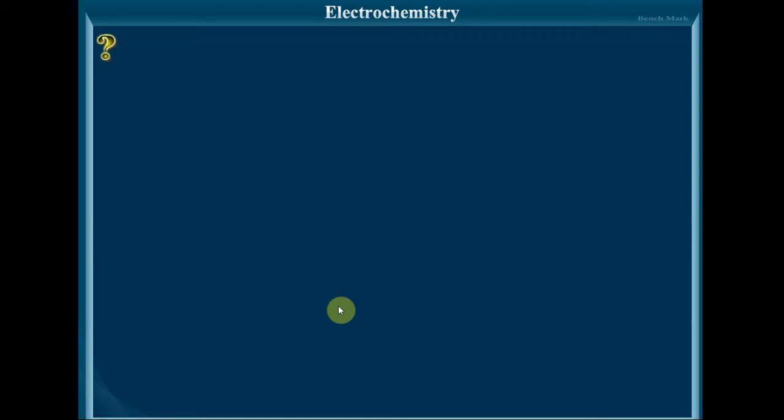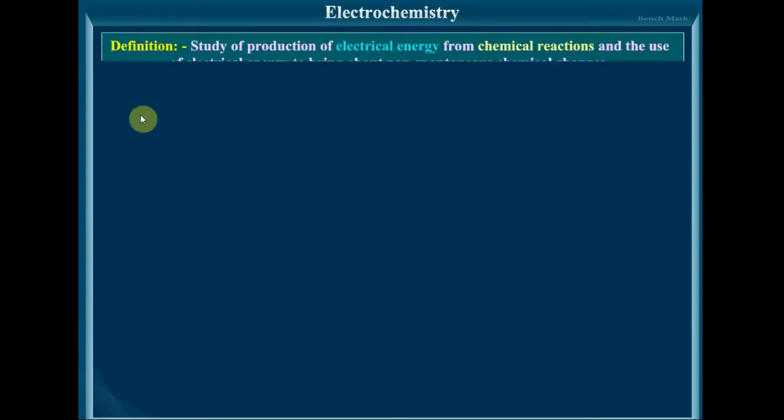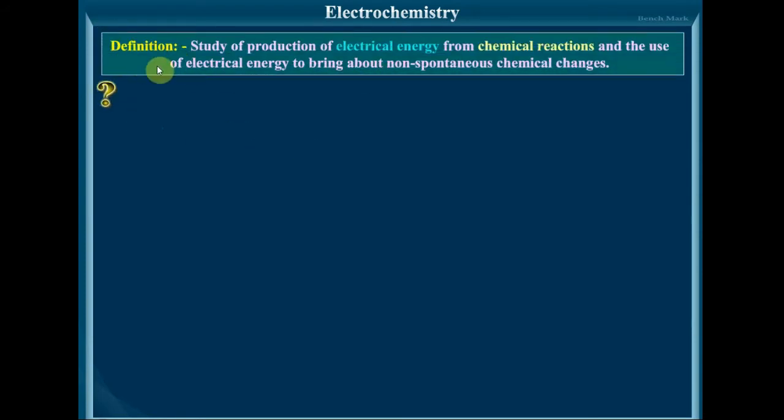So neither oxidation nor reduction can take place alone. They are complementary processes and occur side by side. So a redox reaction can thus be termed as a chemical reaction involving transference of electrons from the reducing agent to the oxidizing agent. So the definition is given here. What is electrochemistry? The study of production of electrical energy from chemical reactions and the use of electrical energy to bring about a non-spontaneous chemical change.